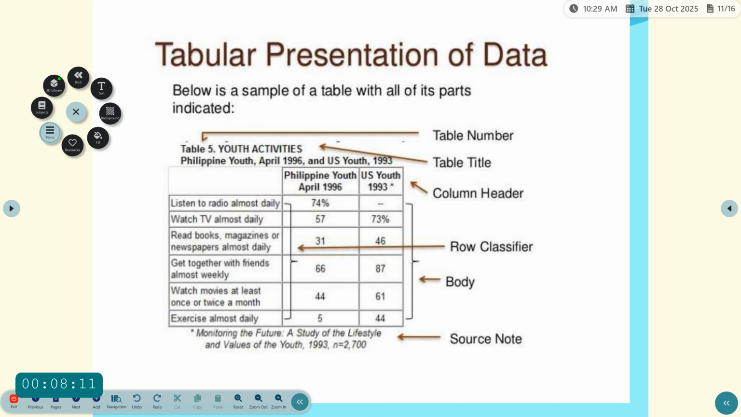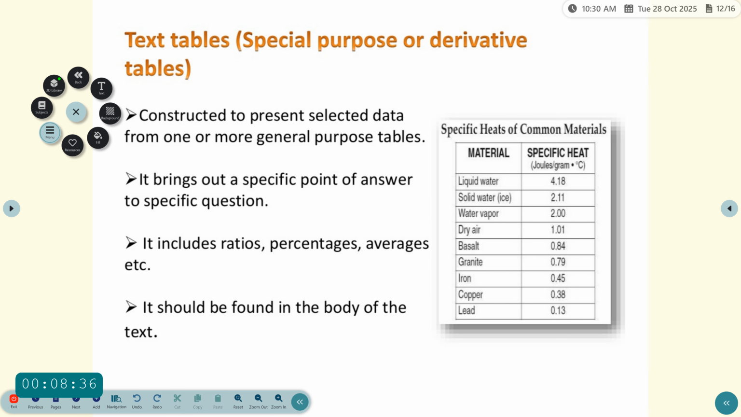Now, this is the complete template of the table. Table number should be mentioned here. The table title is youth activities, and the table number is 5. We have to allocate the number as well as the title. And then the column headings. What are the column headings? What are the row classifiers? How can we classify the rows here? And then the body of the table. These are the source note and the footnote. This is the complete content of a table presentation.